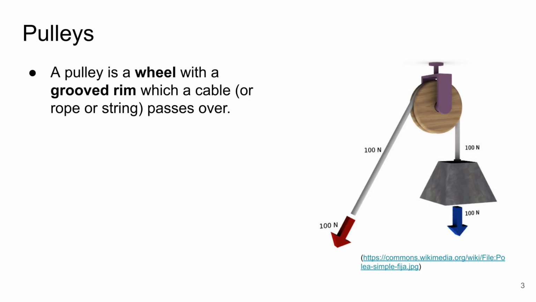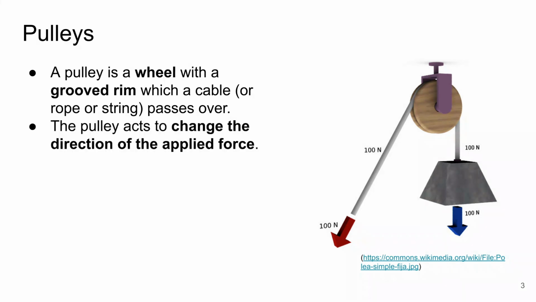Now, a pulley is a wheel with a grooved rim, over which a cable or rope or string passes. It's a very simple machine in that respect. As a simple machine, the pulley acts to change the direction of the applied force. So in this diagram on the right, you can see that the load is being lifted vertically, but the force is being applied downwards. So the force that would normally be used to lift the load, vertically upwards, is now being applied downwards.